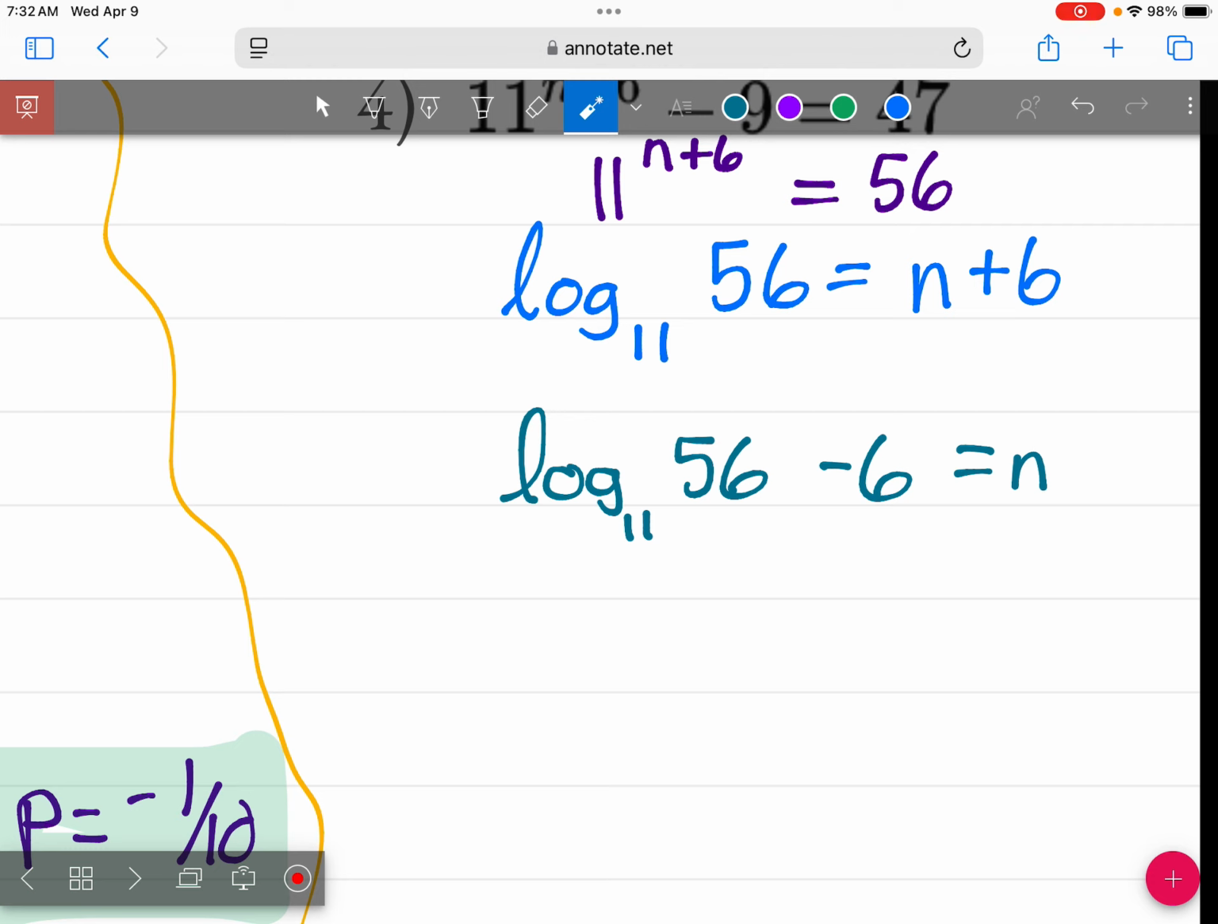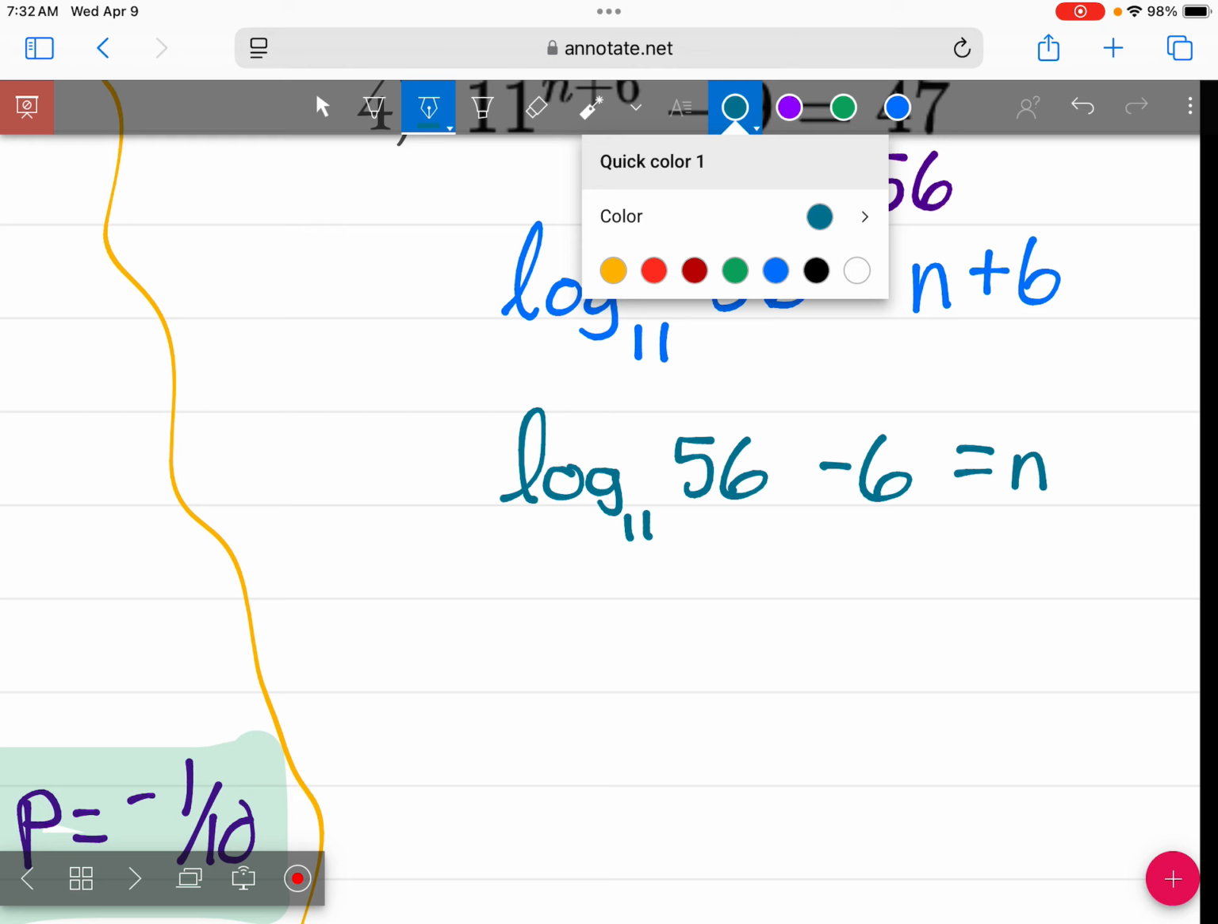So what is this going to look like when we go to type this in the calculator? How are we going to get a decimal answer here?